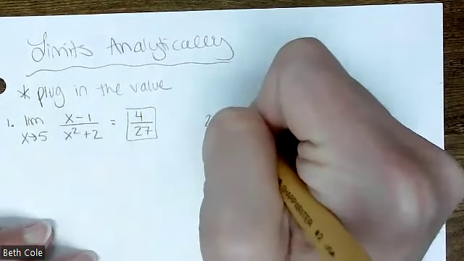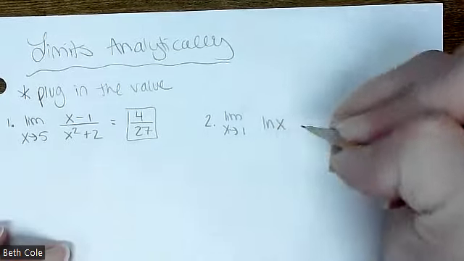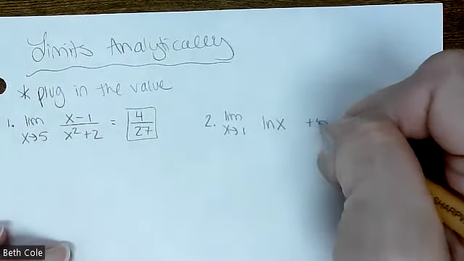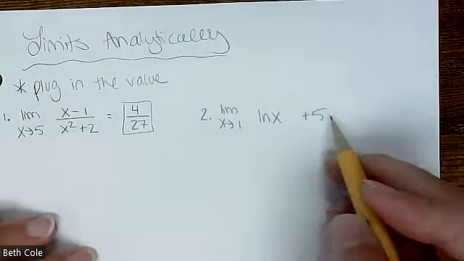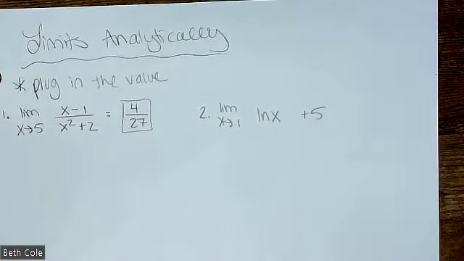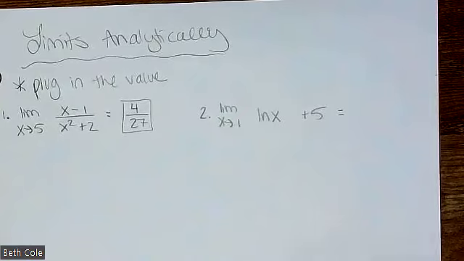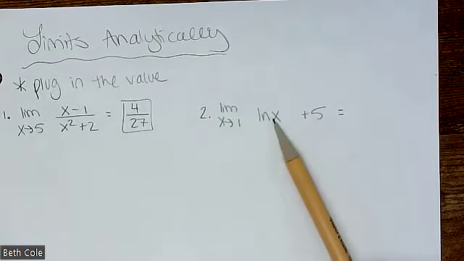Let's try that again. Limit x goes to 1, ln of x plus 5. I separated that a good deal so you could tell that it's just ln of x and then plus a 5. The plus 5 is not inside of it. So I want to see who remembers this. If you just go to plug in the number, you're just going to plug in 1. Does anyone remember what ln of 1 is?